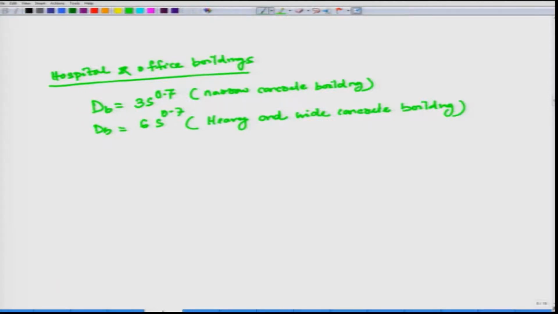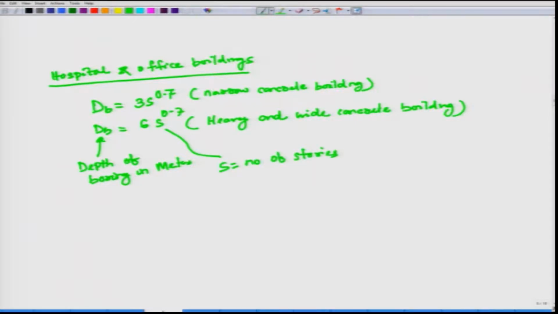So, what is the dB? Depth of boring in meters. Then S is the number of stories.